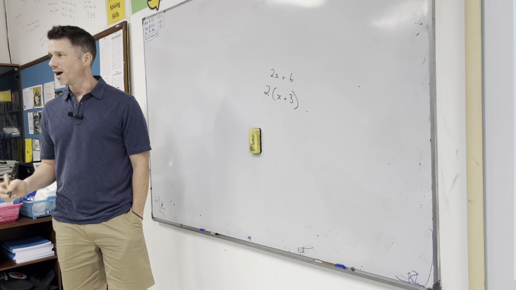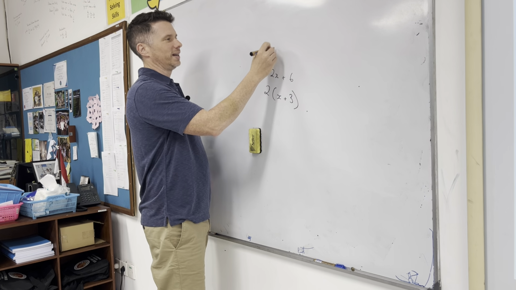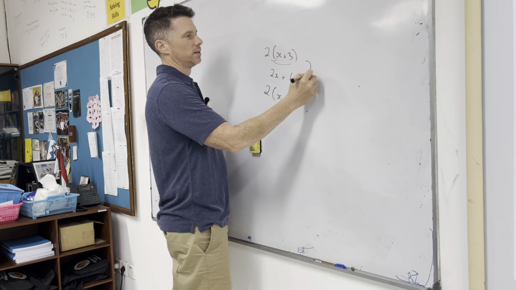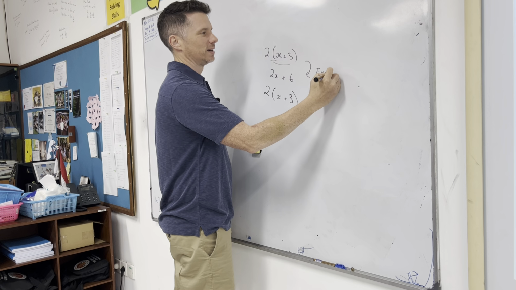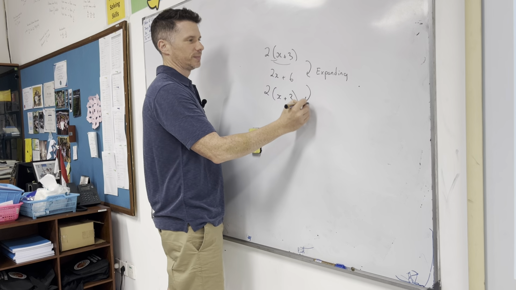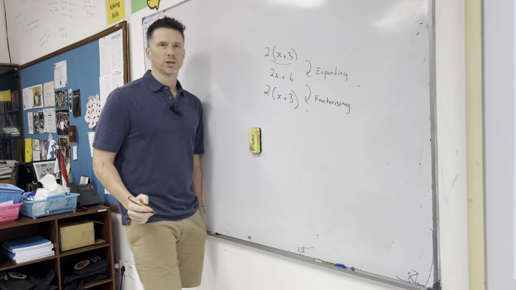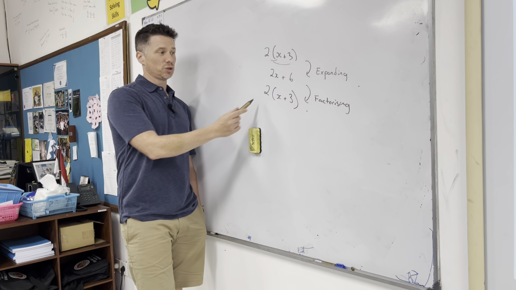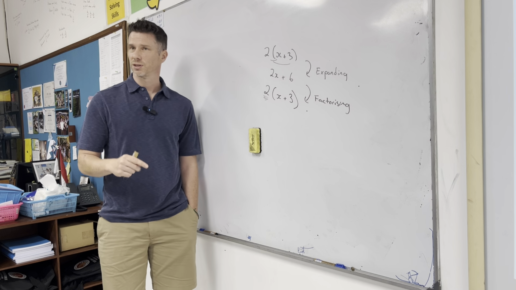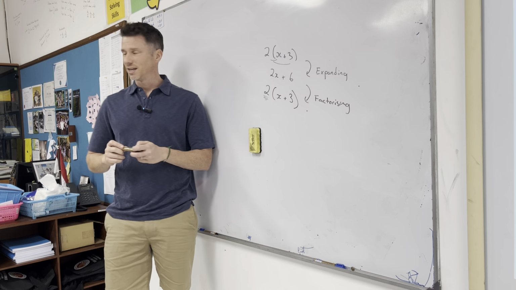So now we're going backwards. Going this way, what you just did, multiplying this, is called expanding. If we need to go backwards, it's called factorizing. Why is it called factorizing? Because this, outside the bracket, is a factor of both. Factors are things that divide in evenly.